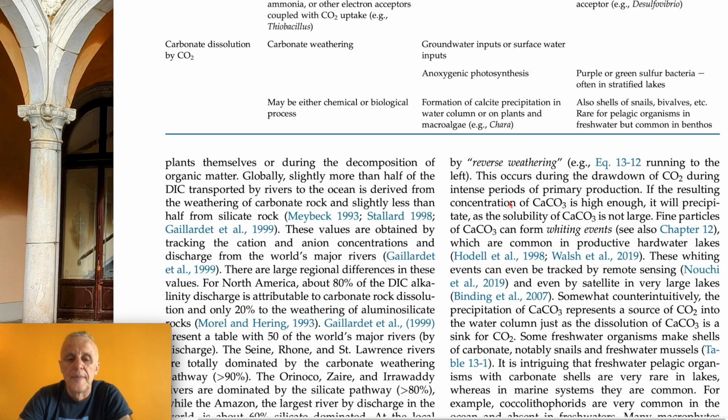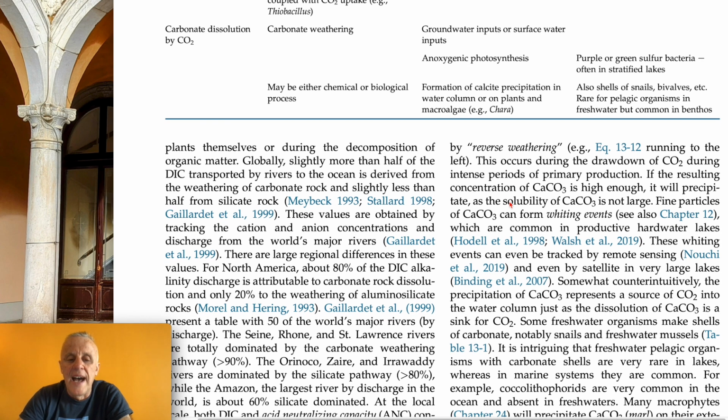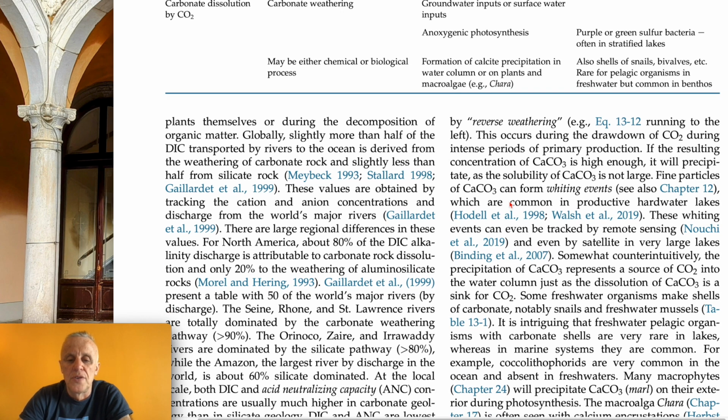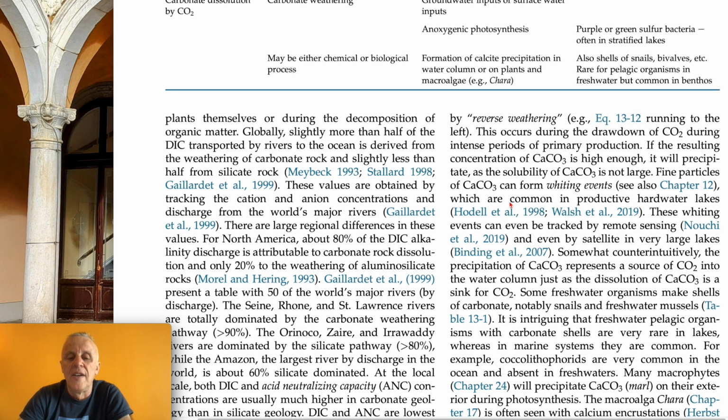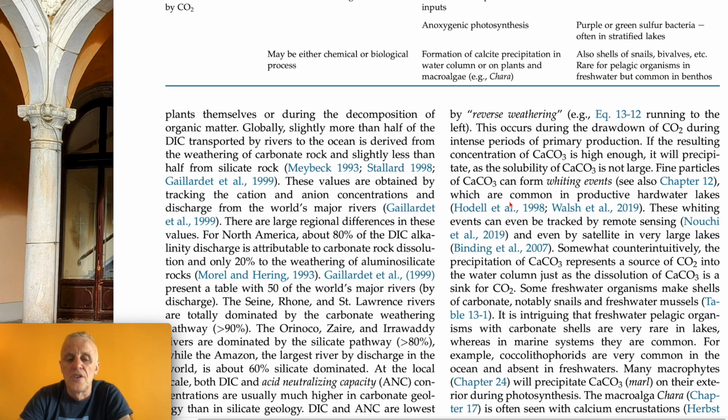either by the plants themselves or during the decomposition of organic matter. Globally, slightly more than half of the DIC transported by rivers to the ocean is derived from the weathering of carbonate rocks, and slightly less than half from silicate rocks. These values are obtained by tracking the cation and anion concentrations and discharges from the world's rivers. There are large regional differences in these values.